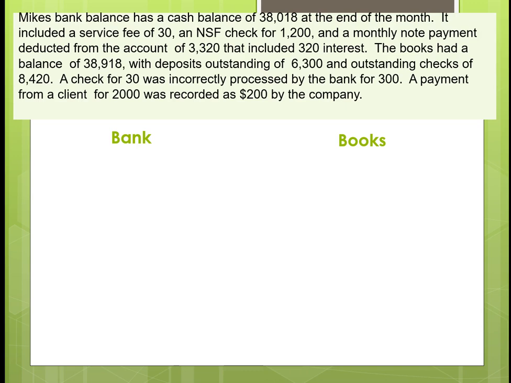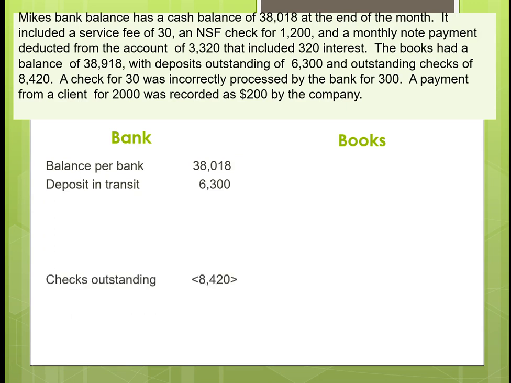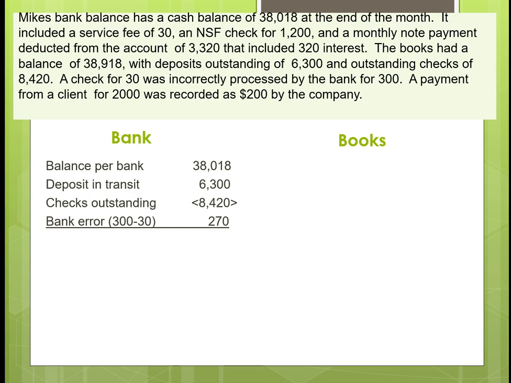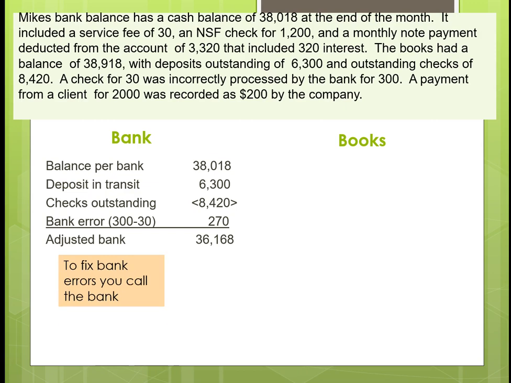So, now we start with the bank. We start with the bank balance of $38,018. We add in deposits in transit, subtract out checks outstanding, and a check was incorrectly cleared, so we've got to add back in $270, and we do need to call the bank about that. So now we have an adjusted bank of $36,168, which is exactly what we need the books to show.